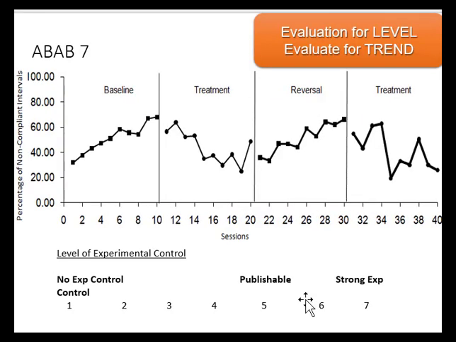And finally, AB7. On this AB7, evaluate for both level and trend. So we want a score for level on the 1 to 7 scale and a score for trend on the 1 to 7 scale.